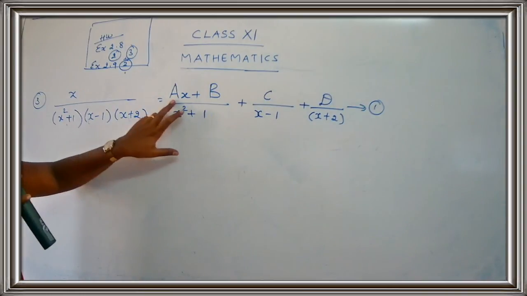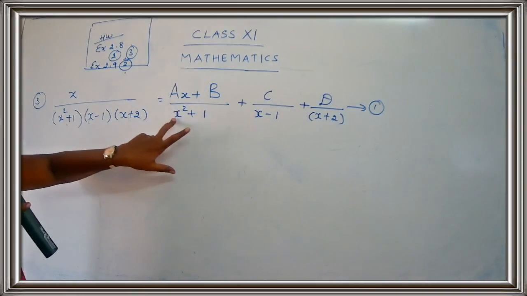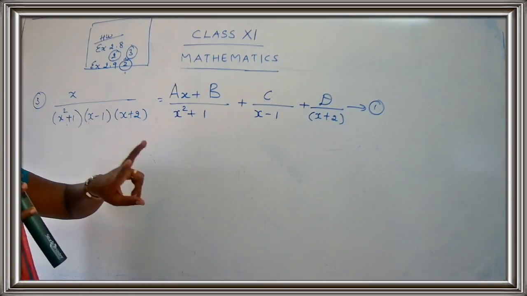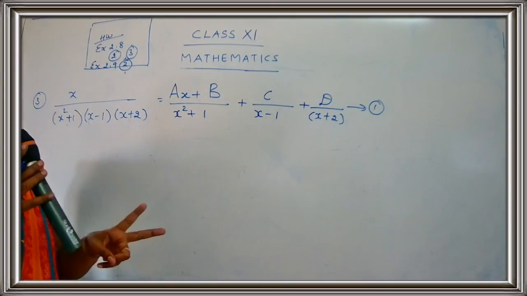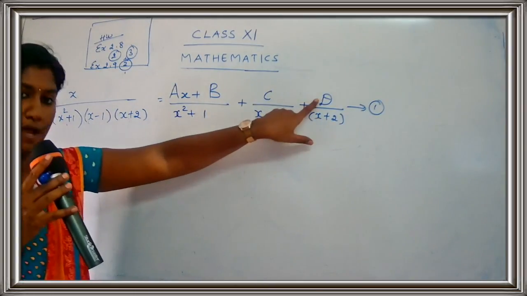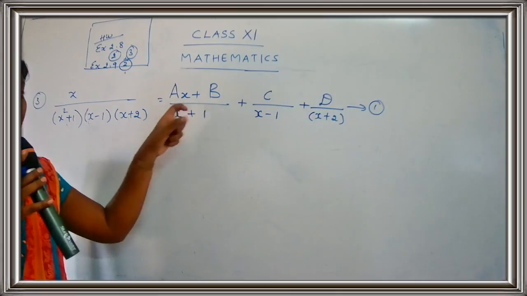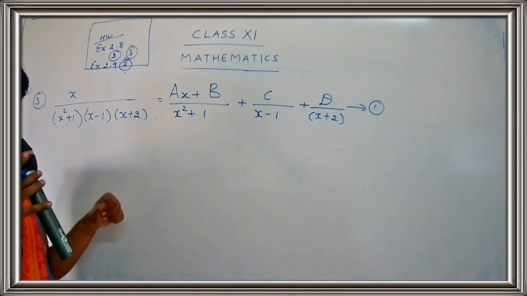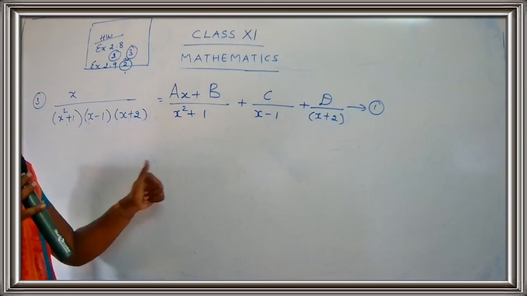Yes. Why am I writing here ax plus b? Because here the power of x is 2. What do you mean by power 2? That means you have to take 2 unknowns. 1 power, so 1 value. 1 power, so 1 value. Are you clear, children? So here how many values are we going to find out? 4 unknown values. Yes, children? So this type of question will be for 5 marks.